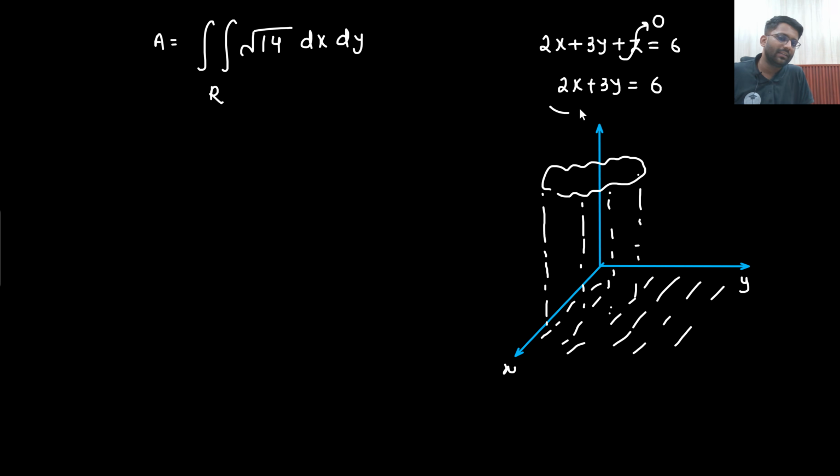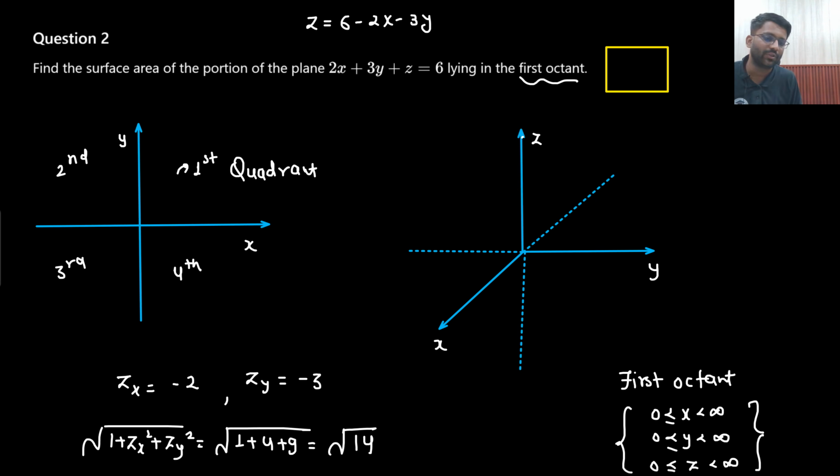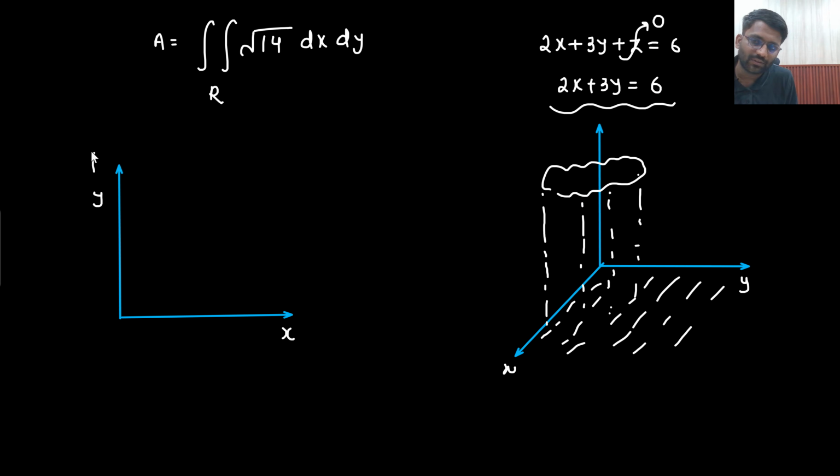In the xy plane, this will be your structure. Make the xy plane, and this will be your structure. And only the positive xy plane I need to make. Why is that so? Because my x is going from 0 to infinity and y is going from 0 to infinity. So in the xy plane, this will be the structure I will be getting, which is 2x plus 3y equals 6. That means how would the graph look like?